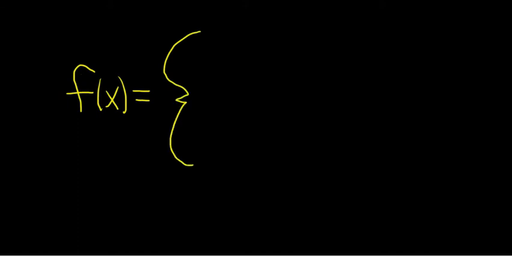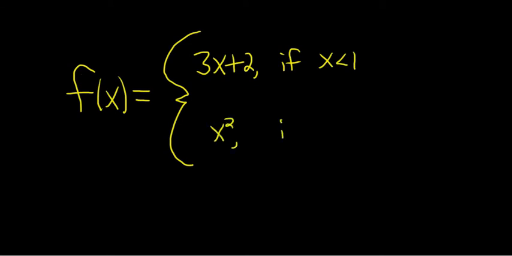In this video, we're going to look at what's called a piecewise function, and I'm going to show you how to evaluate it. So say we have a function, f of x, equal to, and it's defined in pieces, hence the name piecewise function. Say we have 3x plus 2, and this will be true if x is less than 1. Then here we'll have x squared. And this will be true if x is greater than or equal to 1.